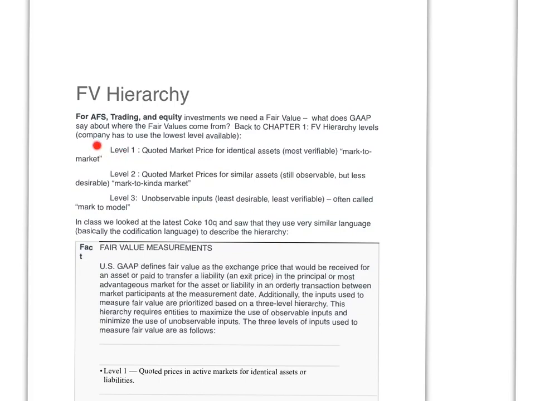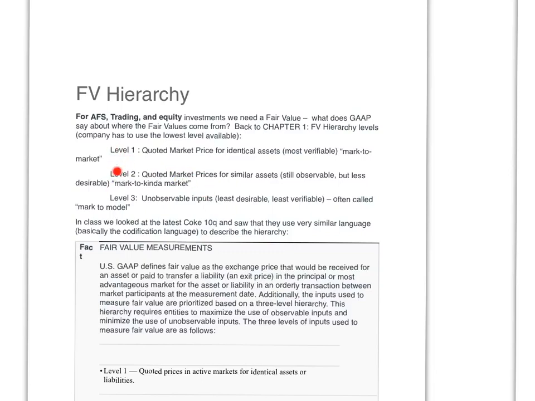You have to use level 1 if it's available, and level 1 is a quoted market price for the identical asset. We talked about how that's the most verifiable, meaning it's the easiest to audit, easiest for another person to come up with the same value. You'll also hear that referred to as mark to market. Level 2 fair values you use if you don't have level 1. Okay, that's where you would go next. Quoted market prices for similar assets, so it's still observable but less desirable, right? It's not the exact same asset, it's something similar that I can get an observed price. So, yeah, there's my mark to kind of market.